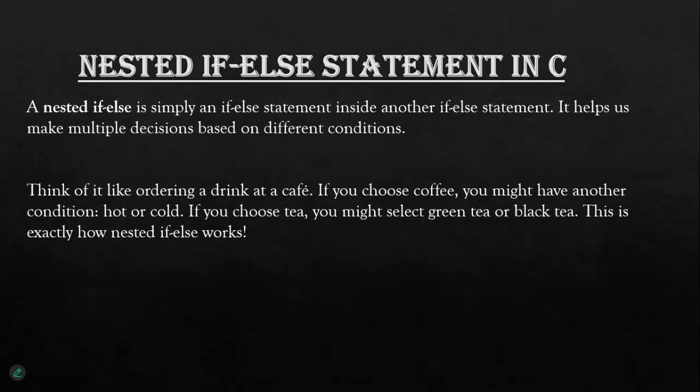So let's take an example. Think of it like ordering a drink at a cafe. If you choose coffee, you might have another condition, hot or cold. So for that, there is a nested if else. And if you choose tea, you might select green tea or black tea. For that, there is also a nested if else. So this is exactly how nested if else works.